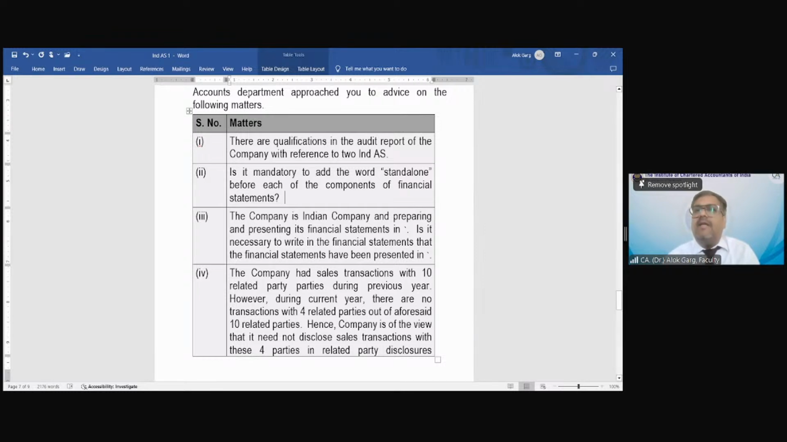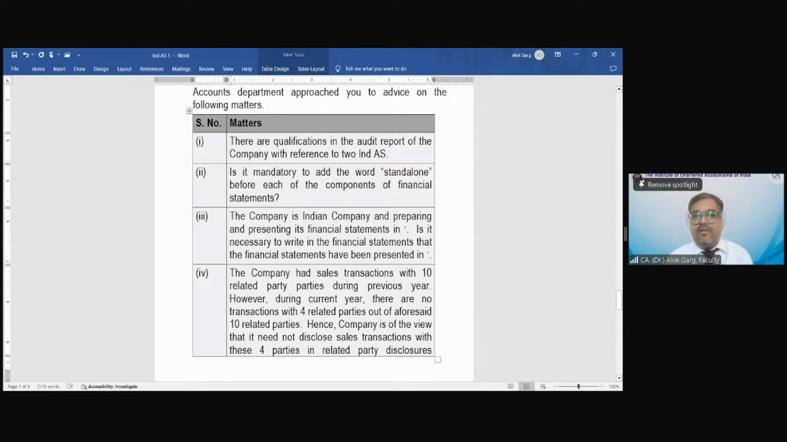Answer is no. It is not mandatory, but yes, this fact has to be written in the notes to accounts, disclosed in the notes to accounts, that these are the standalone financial statements. Okay. These are the standalone financial statements. Is that clear?